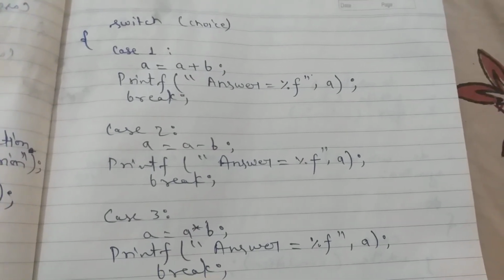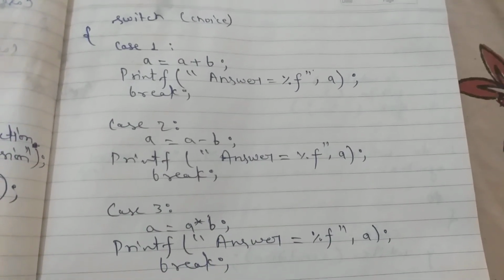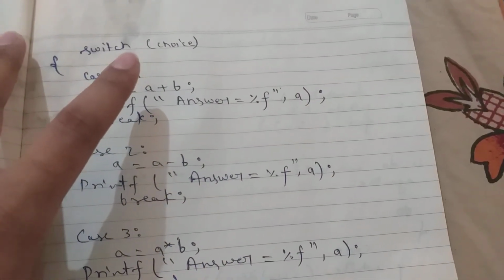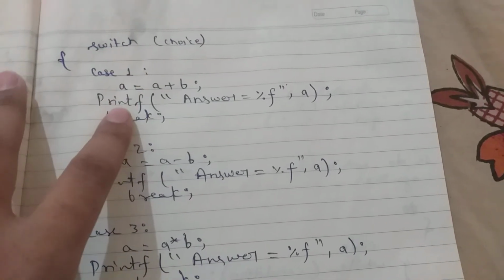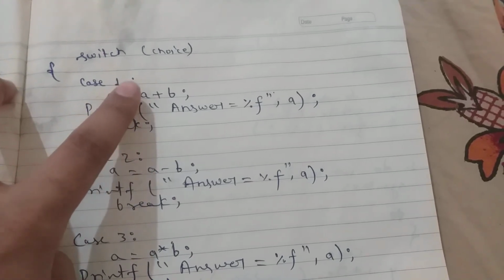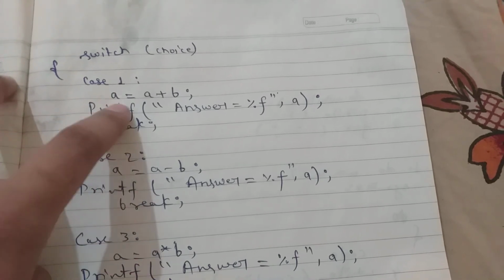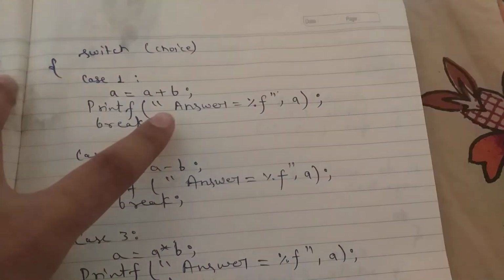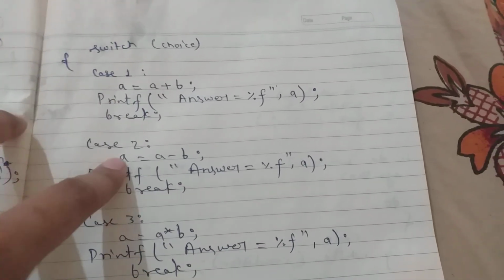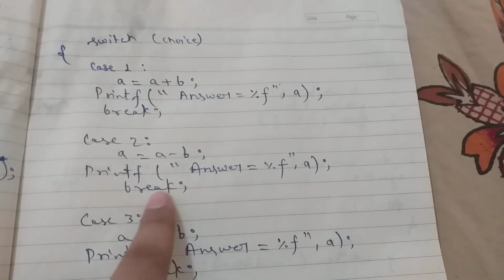After that we will use the switch case for different operations. As per syntax, switch, inside brackets we write the variable which we want to use for choosing the case. After that, case value colon. In the next line we have our code. What we have to do: a equal to a plus b, printf percentile f as a. Here case 1 is for addition. Similarly case 2, a equal to a minus b, printf answer is equal to percentile f as a.